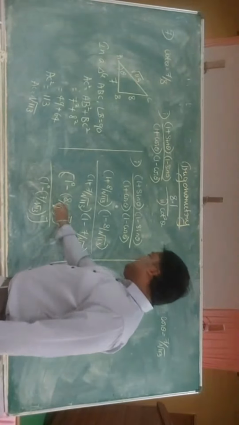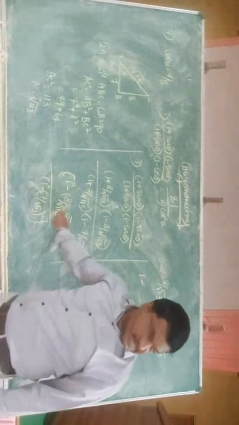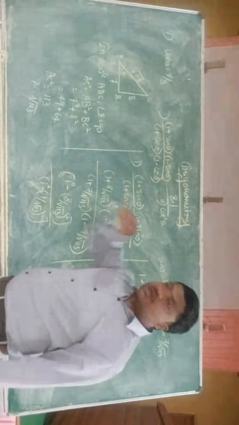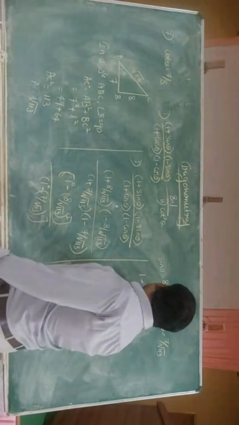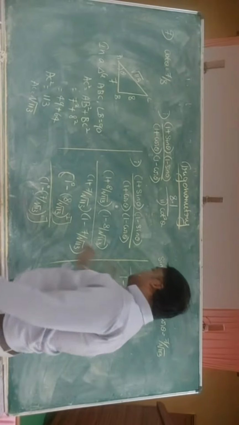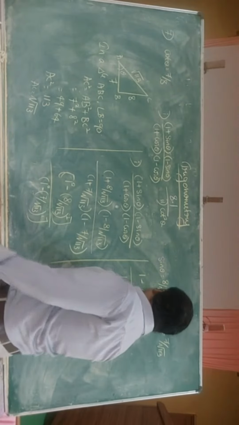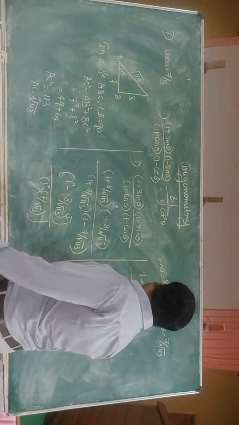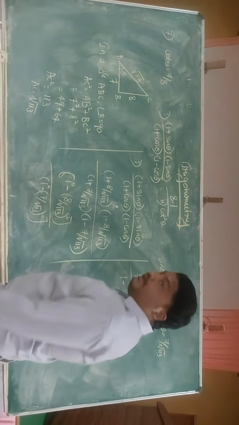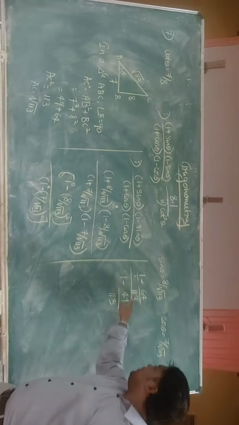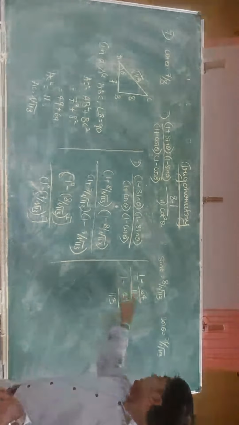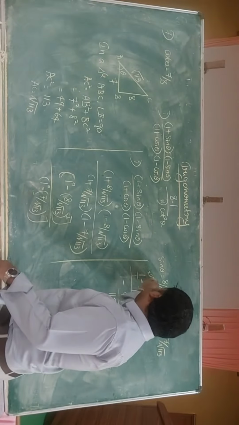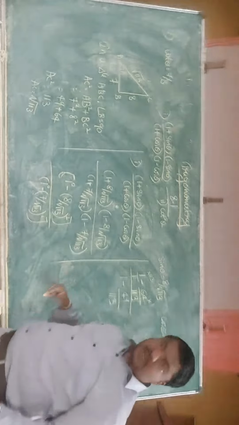1 square is 1, and 8 square is 64. This square is related to both the numerator as well as the denominator, not only the numerator. So 64 upon root 113 square. The square root gets cancelled, so 1 minus 64 upon 113. Similarly, 1 square is 1 minus 7 square is 49 upon 113. In the numerator, 1 and 113 are the denominators, so the LCM is 113. 113 ones are 113.